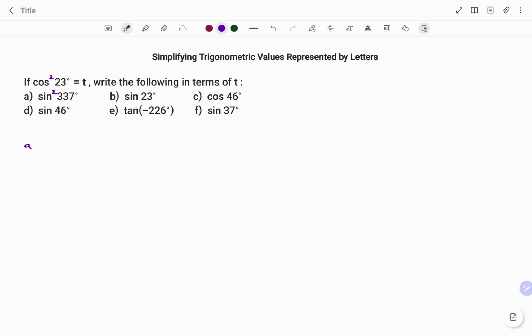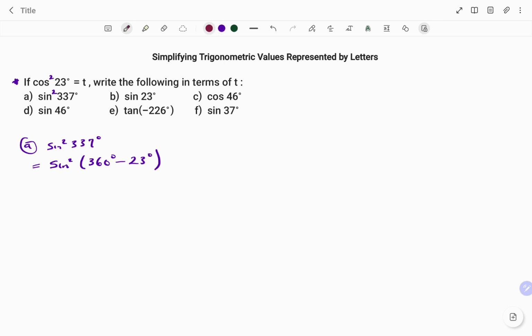Starting with A, we have sine squared 337 degrees. Note that because we are trying to write in terms of cos squared 23 equals t, we need to reduce our angle such that we have the 23 degrees reflecting in whatever angle we are given. So in the first example, the first step is how can we reduce 337 degrees? I'm going to change that to sine squared of 360 degrees minus 23 degrees.